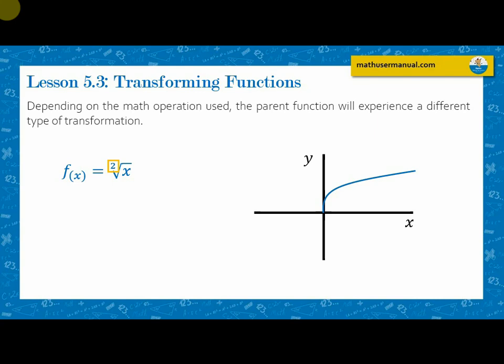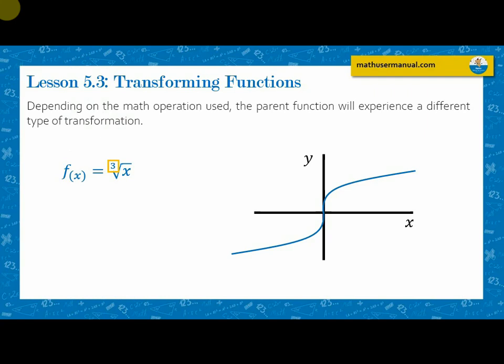But because it's more complete and the transformations are the same, let's analyze the transformations of the parent function of an odd index radical, like the cubic root of x. The reason we're going to do the transformations with the cubic root is because the cubic root is more complete. It has the full graph.